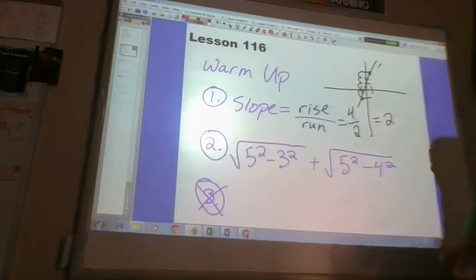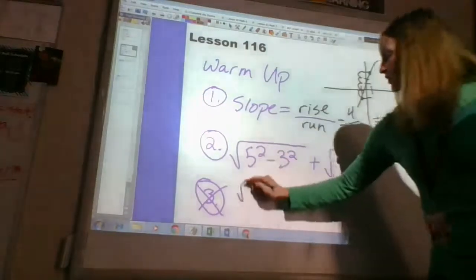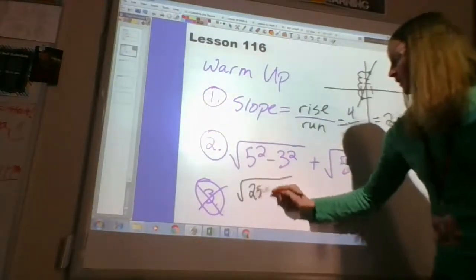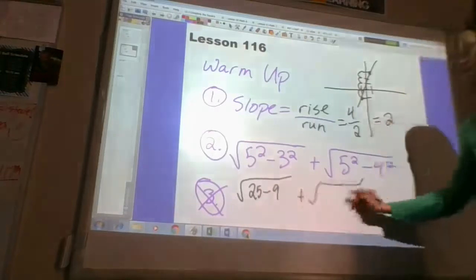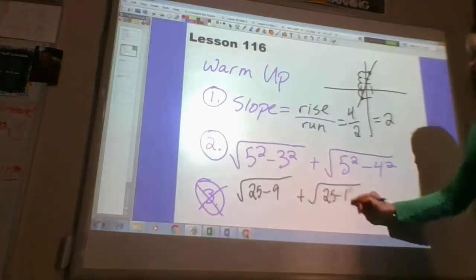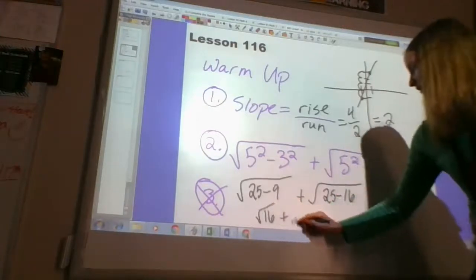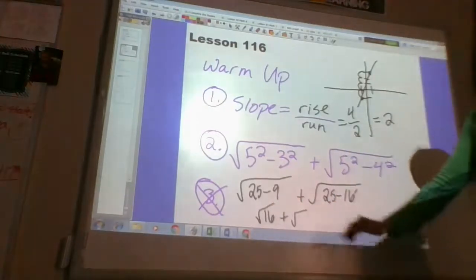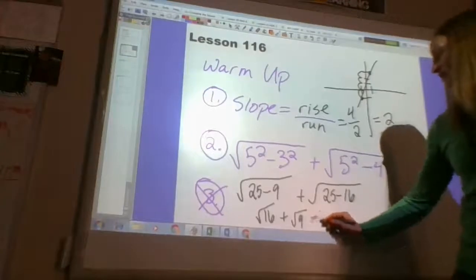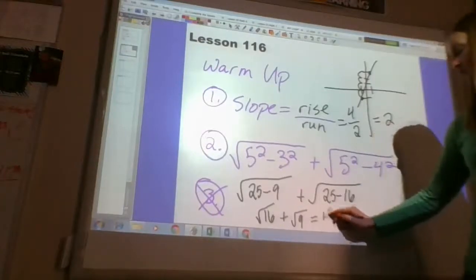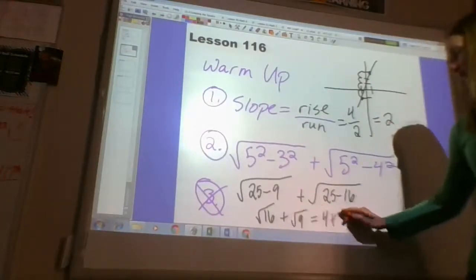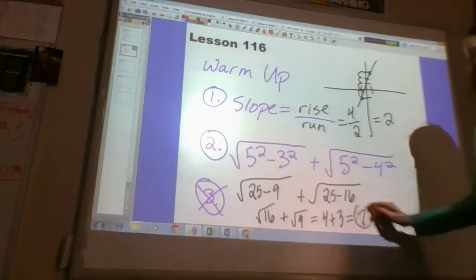if you didn't understand. For number 2, hopefully you guys know that you're going to square your numbers first. 25 minus 9 is the square root of 16. 25 minus 16 is 9. So then it's just square root of 16, which is 4. Square root of 9 is 3. And your final answer is 7.